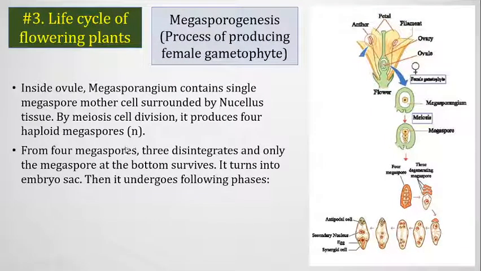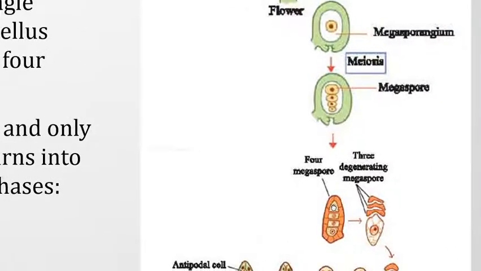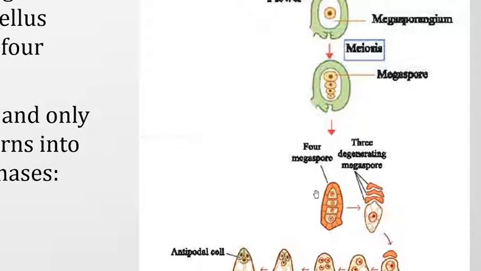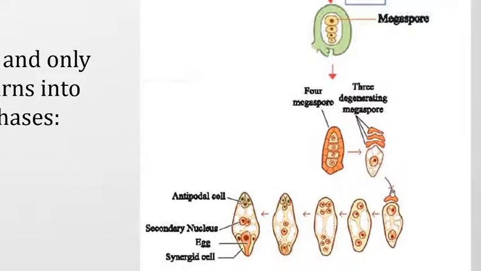And now from the 4 megaspores, 3 disintegrate, that is, get damaged, and only 1 megaspore at the bottom survives, and then it develops into the embryo sac. Then it undergoes some changes. So we have seen that inside the ovule we have got 4 megaspores by meiosis, but among these 4 megaspores, 3 will disintegrate and only 1 megaspore will survive. And this single megaspore will turn into the embryo sac, and inside the embryo sac some change will take place.